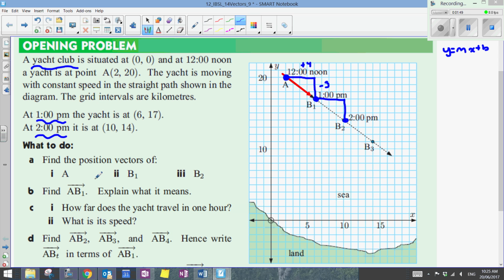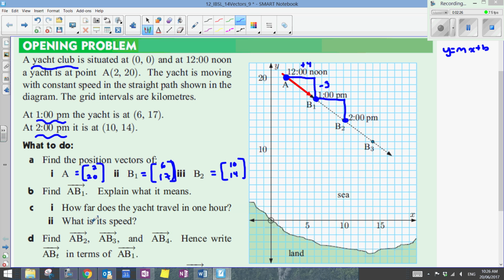So find the position vectors of A, B1, and B2. Well, the position vector of A from (0, 0) to A, so if you think about a straight line going from (0, 0) to A, you're already showing that your position vector is (2, 20) because it's going to be the same as that coordinate. For B1, that's after 1 hour of passing time, we've been told that you're at (6, 17), and that is also your vector for B1, the position vector. And then the same thing for B2, the position vector would be (10, 14).